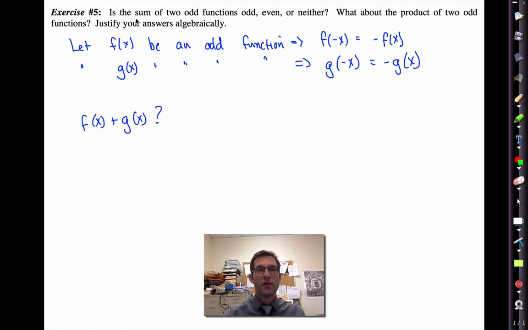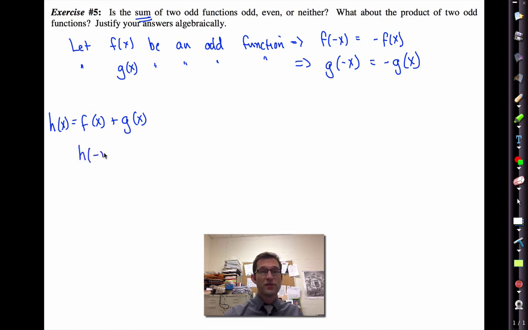Right? That's the sum. All right. Maybe even give it a new name. We'll call it h of x. Okay. So is h of x odd, even, or neither? We know that when we add an odd number to an odd number, we get an even number. Maybe it works as well with functions. All right. So let's do it.